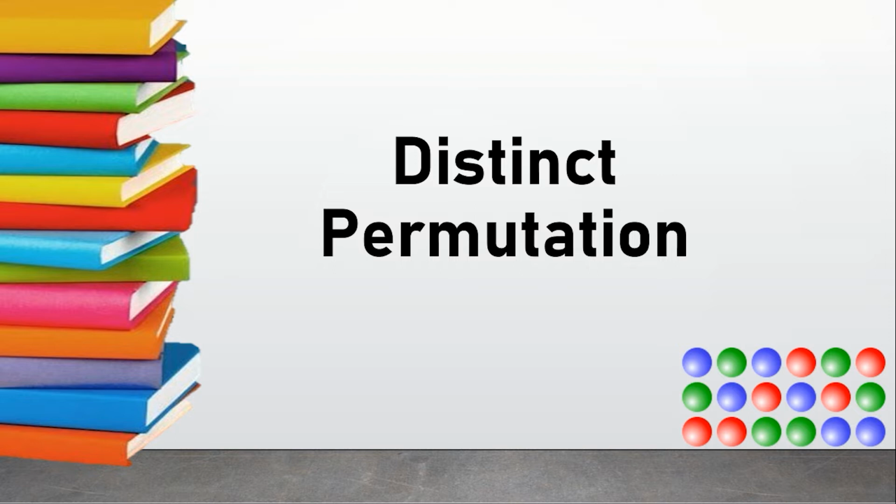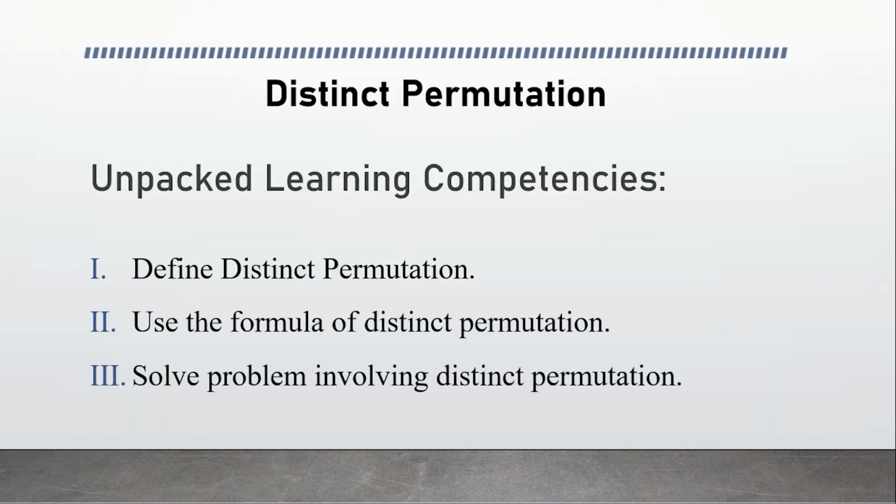In the previous lesson, we finished permutation with replacement and circular permutation, right? And today, we are going to discuss distinct permutation, and this will be the last type of permutation. At the end of the lesson, you will be able to define distinct permutation, use the formula of distinct permutation, and solve problems involving distinct permutation.